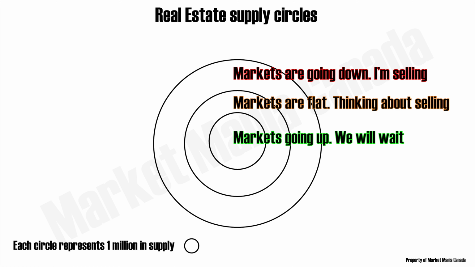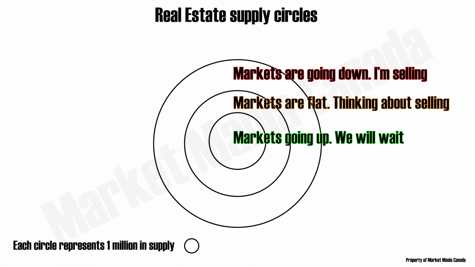Okay, so I'm going to put this chart up on your screen right now, and as you can see, it's another bullseye. So I did this myself. I thought it's just the best way to illustrate. So as you can see, again, we've got these circles, and the middle one is the notion that people are going by when prices are going up. So basically, we've got prices are going up, prices are flat, and prices are going down. So markets going up, we will wait.